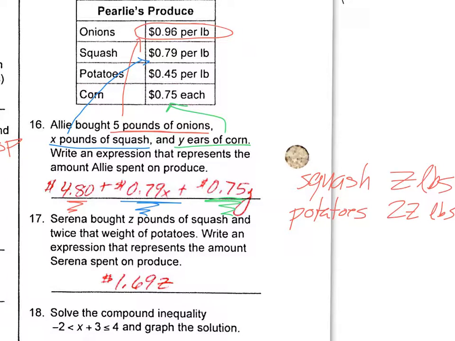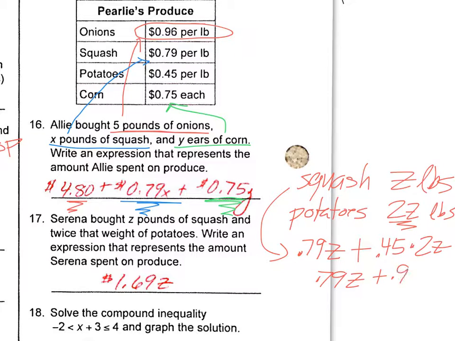Okay, so now what does squash cost? Squash costs 79 cents per pound. So that'd be 0.79 times Z. Plus, she bought potatoes. What do potatoes cost? 45 cents. So 0.45 times 2Z, because she bought 2Z pounds of that. So if I multiply that, that becomes 0.79Z plus 0.9Z. Those are like terms, so I add those, and that gives me 1.69Z.